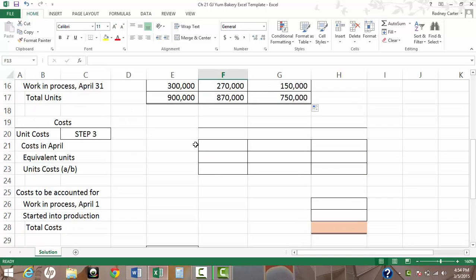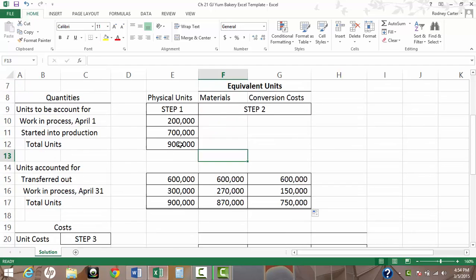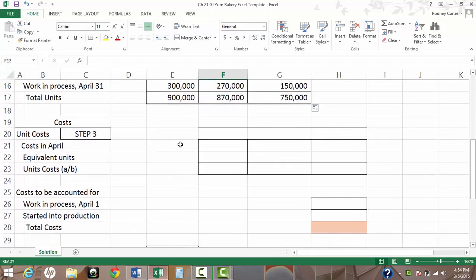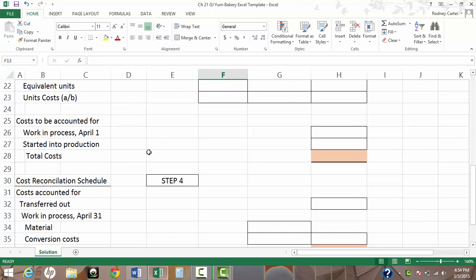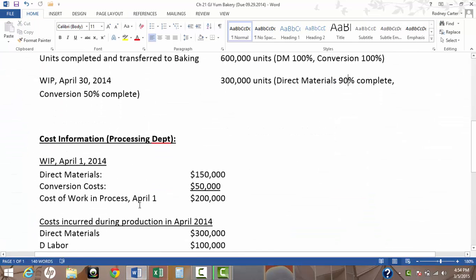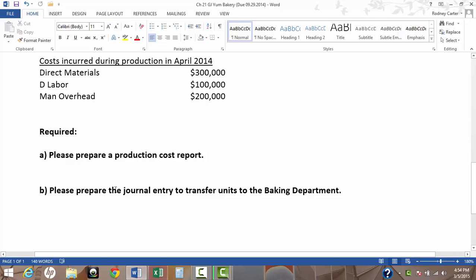Students, we ended by working steps 1 and 2, and we will now work on steps 3 and 4 in our journal entry. Remember, the second part of this problem asks us to make a journal entry to transfer the dollar values associated with the 600,000 units to the baking department.